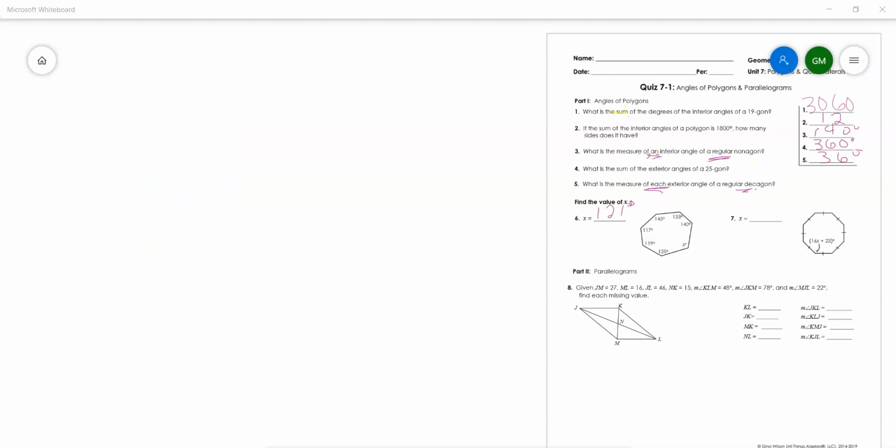All right, number 7, we have a regular octagon, and they've given us one angle measured as 16x plus 23. So first let's find the measure of one interior angle of a regular octagon. So n is going to be 8. And then we're going to have 8 minus 2 times 180.